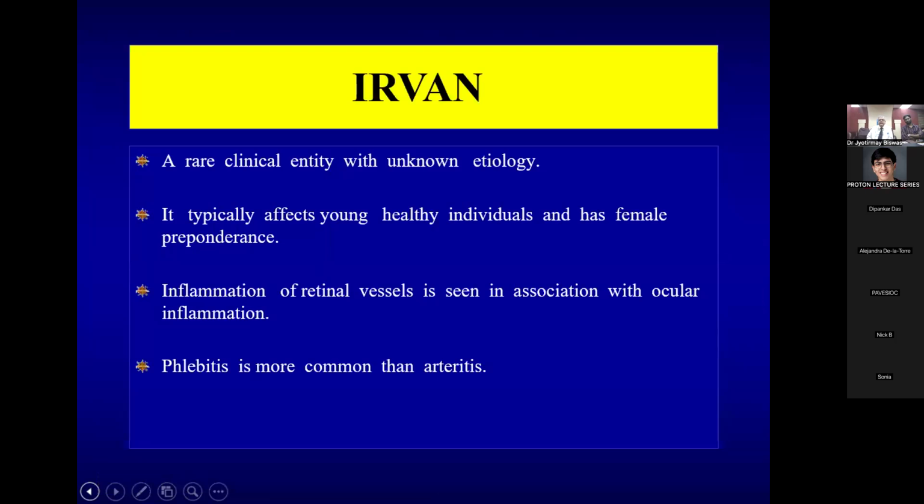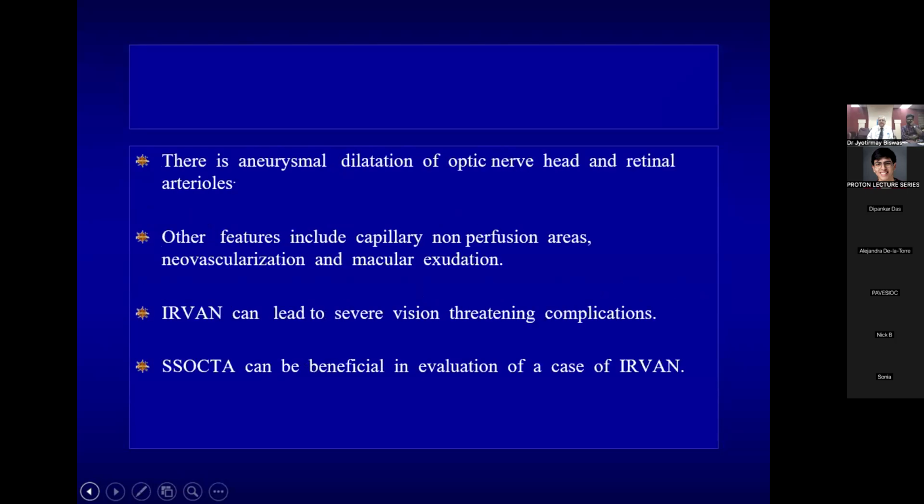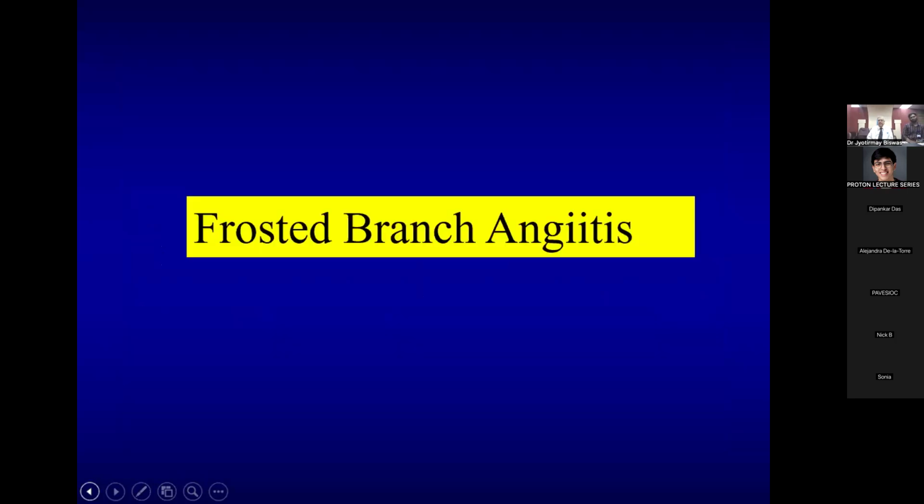So it's a rare clinical entity with unknown etiology, typically affecting young, healthy individuals with a male preponderance. Inflammation of the retinal vessels is seen in association with ocular inflammation. Phlebitis is more common than arteritis. IRVAN can lead to severe vision-threatening complications. SS-OCTA can be beneficial in the evaluation of a case.